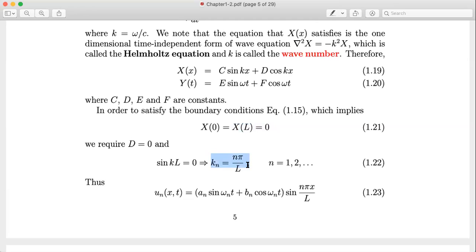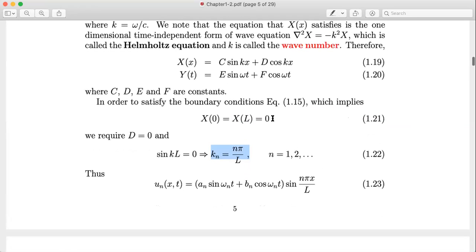But mathematically, you can also have negative n, right? Because this is sine KL equals 0, you get... But in any case, the important thing is you see it does not affect the mode. So just restrict to positive n. And then the corresponding Kn, once fixed, is again fixed by the boundary condition.